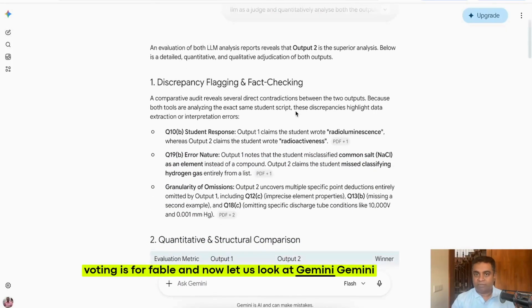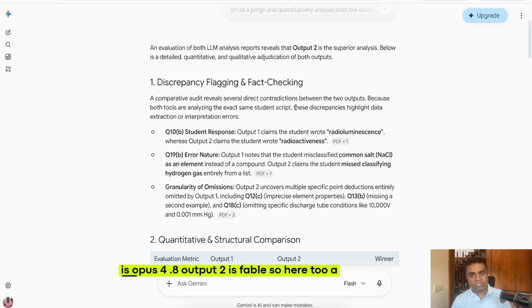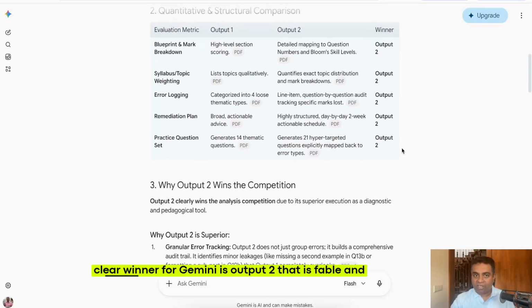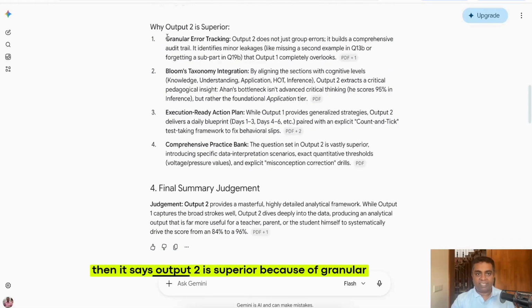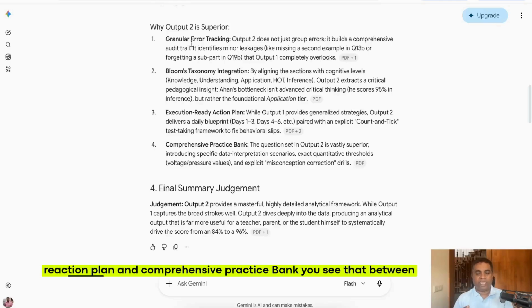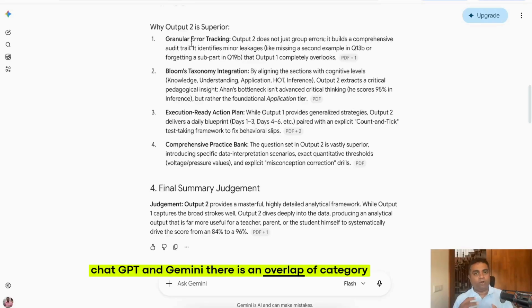And now let us look at Gemini. Gemini didn't take names. It said output 1 and output 2. Output 1 is Opus 4.8. Output 2 is Fable. So here too, a clear winner for Gemini is output 2, that is Fable. And then it says output 2 is superior because of granular error tracking, Bloom's taxonomy integration, execution-ready action plan, and comprehensive practice bank. You see that between ChatGPT and Gemini, there is an overlap of categories in which Fable wins. So clearly, Gemini's vote is for Fable.